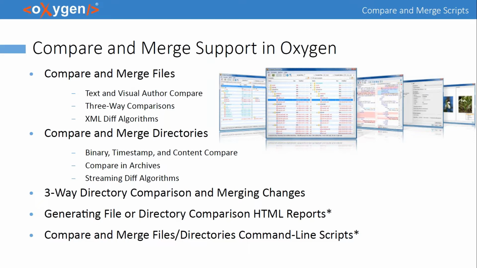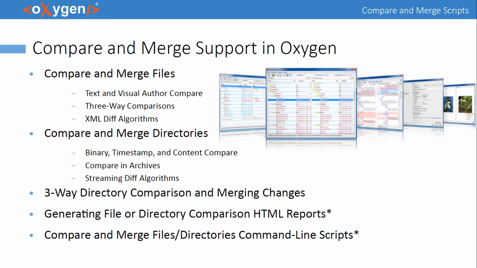Then there is another tool that allows you to compare directories in a three-way mode, and this is used, for example, to integrate a project. So if you have a version of the project and another version, and you want to integrate the changes of these two projects, you can use this tool. And then we have this new support to generate reports and the command line scripts that we'll discuss today.